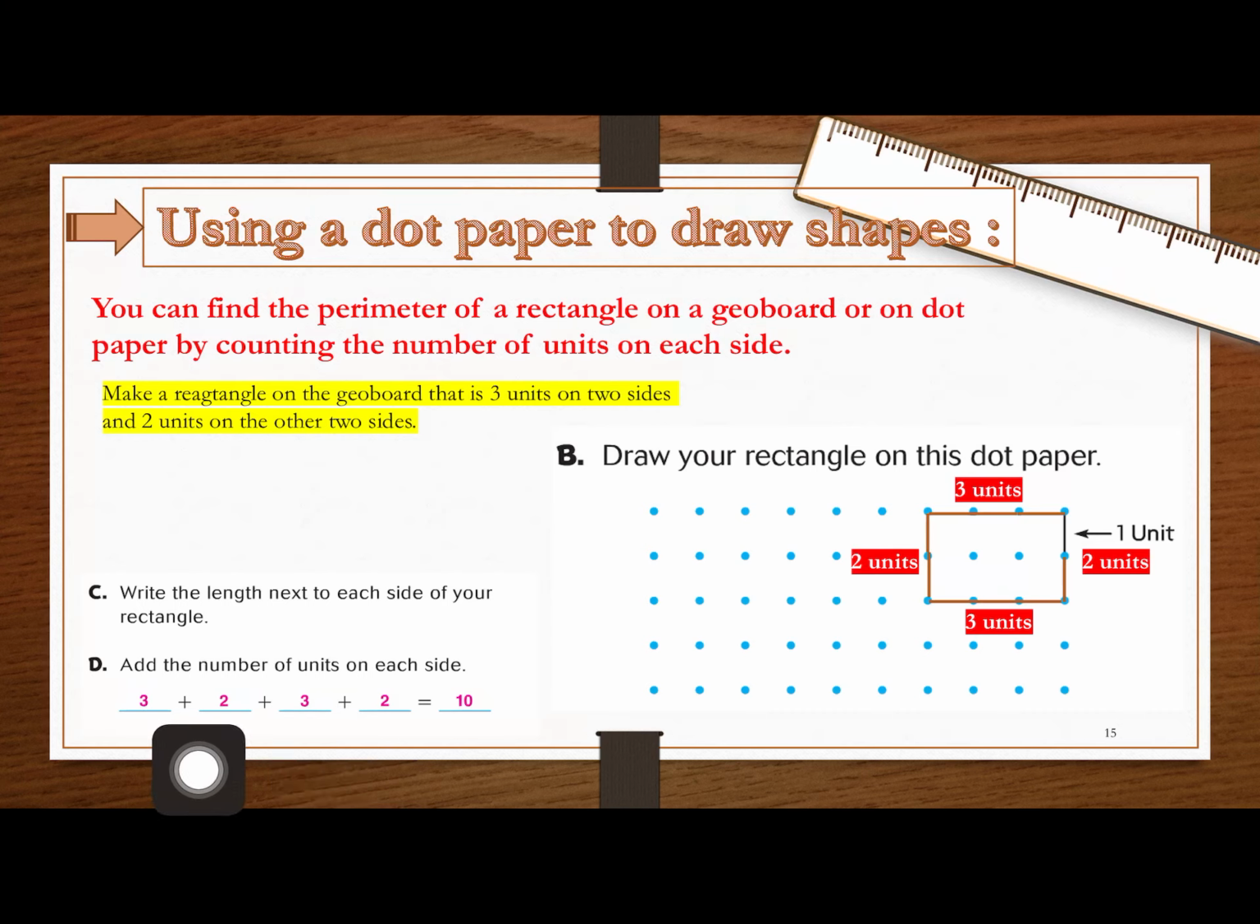3 plus 2 makes 5. Plus 3 makes 8, plus 2 makes 10. So my total perimeter is 10 units.